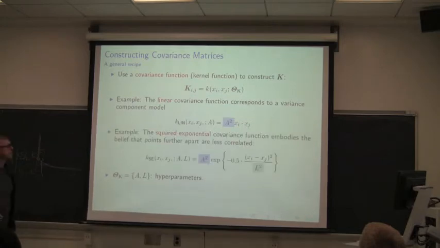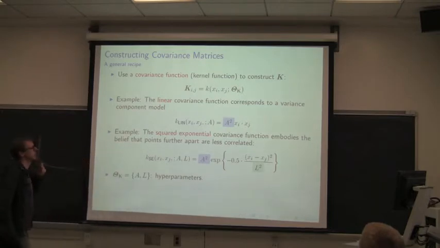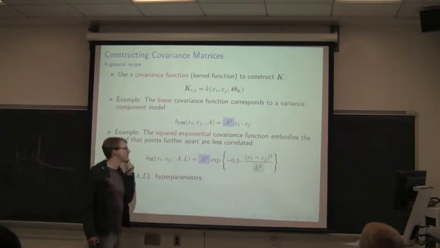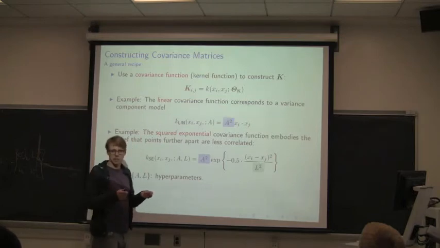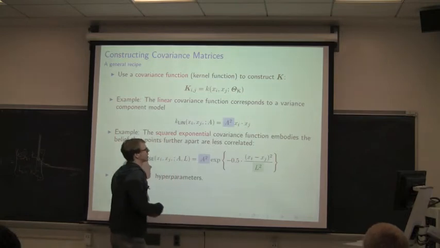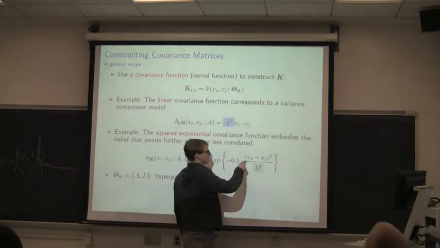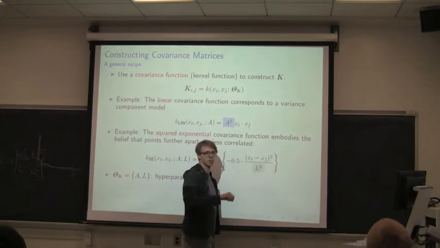A different, more complicated function is, for example, a squared exponential kernel, where, again, as you said, if two x's are similar, they should have a high covariance. And in the squared exponential, the way this is being done is you measure the distance between the x's.